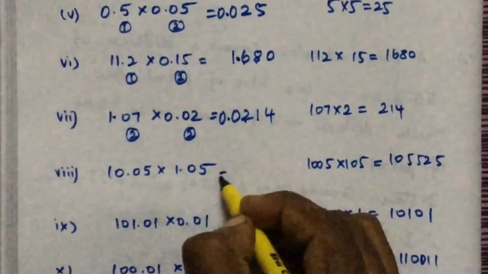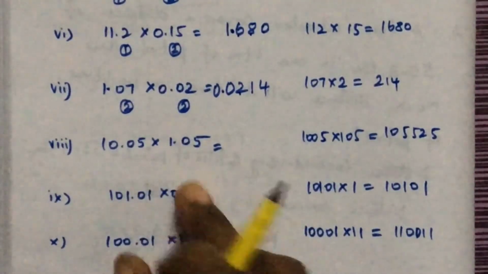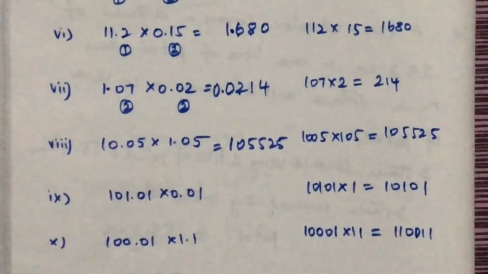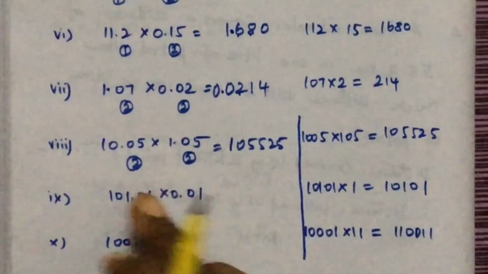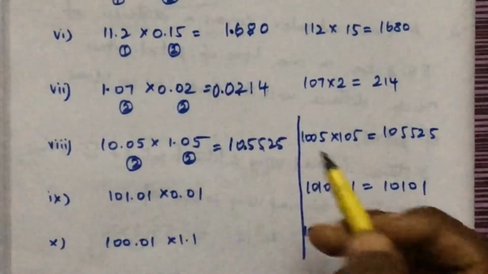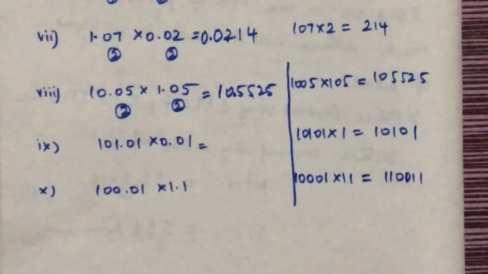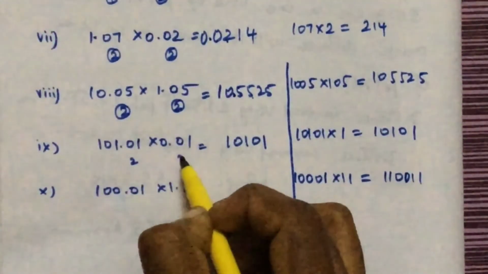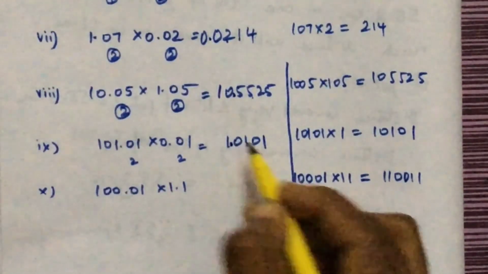Okay. The next is 1005 multiplied by 105, which is 105525. Okay. Now here it is 2 digits, here it is 2 digits after the decimal point, totally 4 digits. 1, 2, 3, 4, put the point here. This is 10.5525. Here it is 10101. Count, here it is 2 digits, here it is 2 digits, totally 4 digits. 1, 2, 3, 4, put the point here.